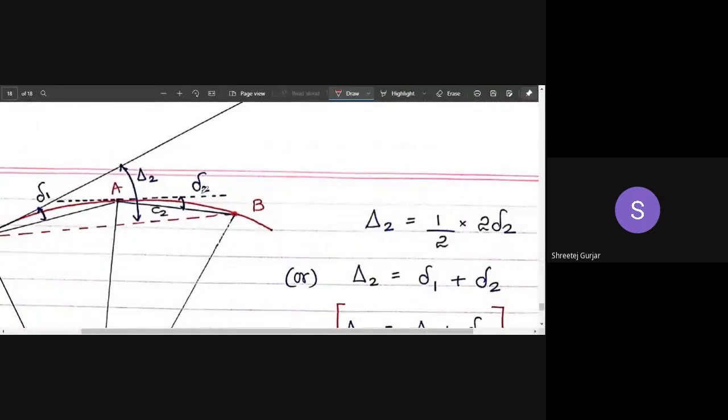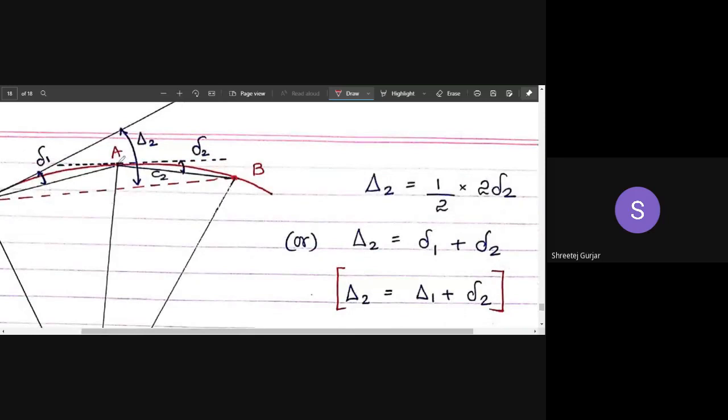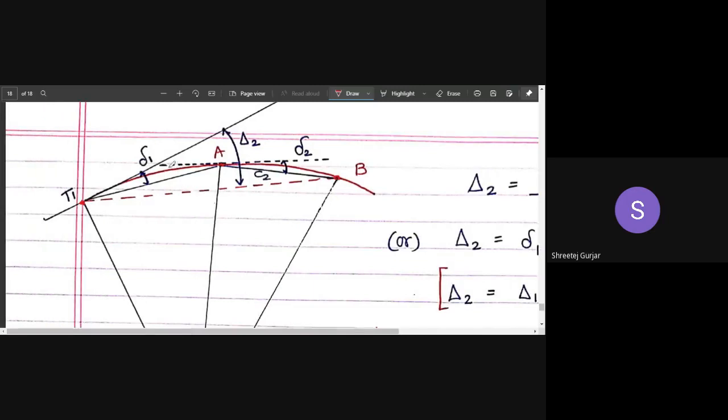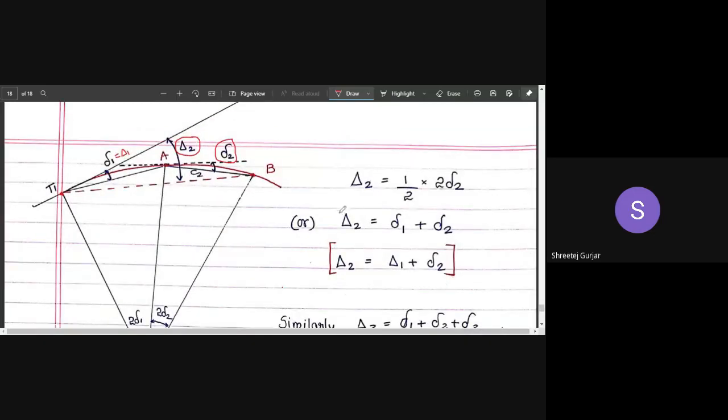I have told you about the tangential angle. At the previous point, if you draw your tangent, it is like this. You can see this dotted line which I am tracing with my cursor. That is your tangential angle, the angle between this tangent and this chord A to B. We know delta 1 is equal to the deflection angle, which we have derived, and now we want this delta 2.